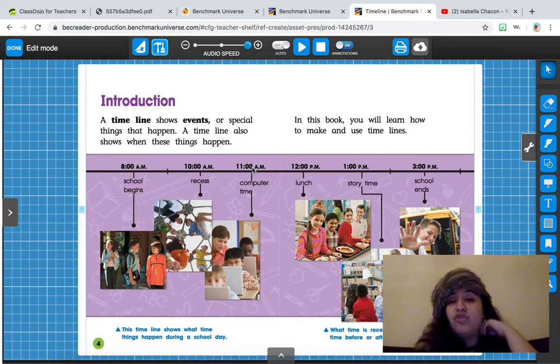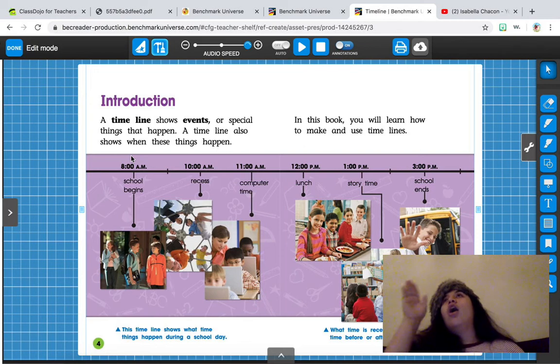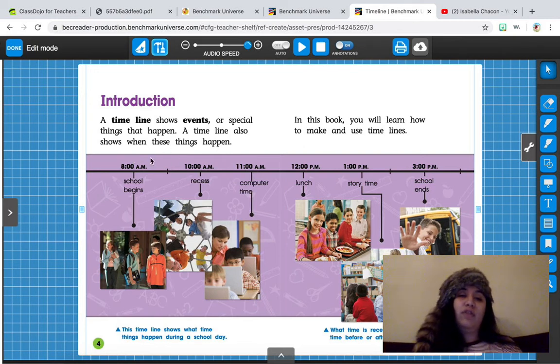So what I want you to do is make a timeline of your day today. You're going to write from the time you wake up all the way to the time you go to sleep. And you can do it by hours. So you can go like here. They did it by 2 hours. And that's what they did.